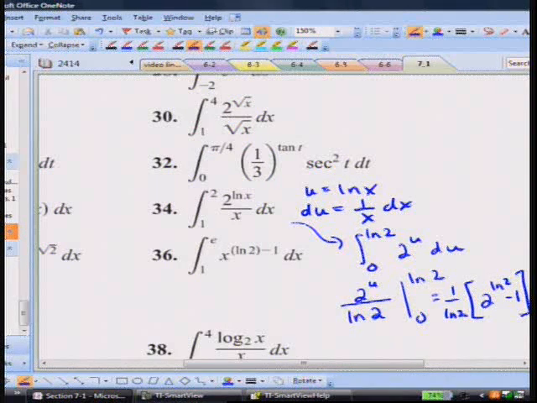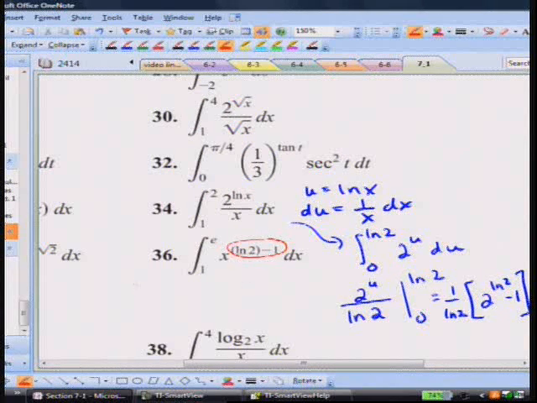36, like they threw that bad boy in there just to mess with your mind. All right? But 36 is just add 1 to your exponent and put it over it, because that's just x to a number. Like x to the 5th dx. But it's x to the ln 2 minus 1. So you're just going to add 1 to the exponent and put it over it on that one, which is going to give you ln 2.